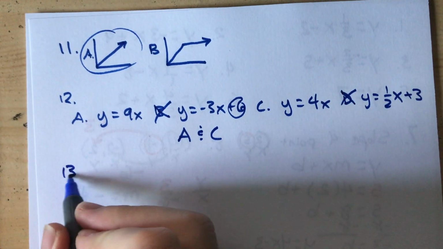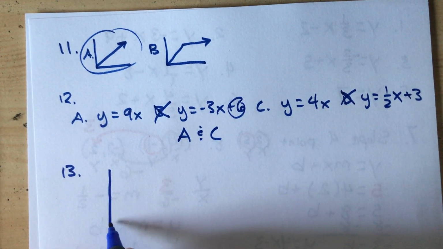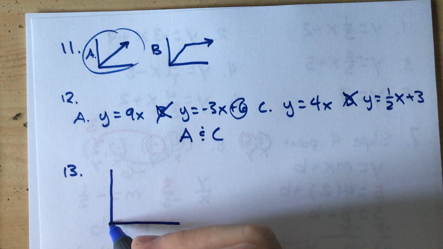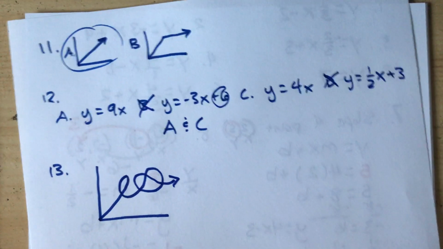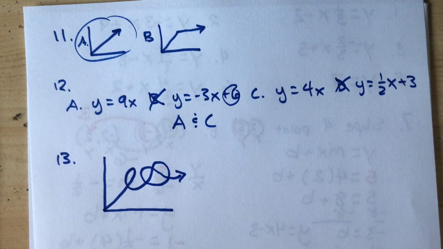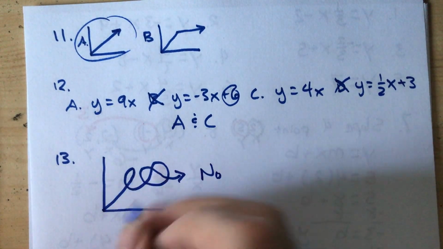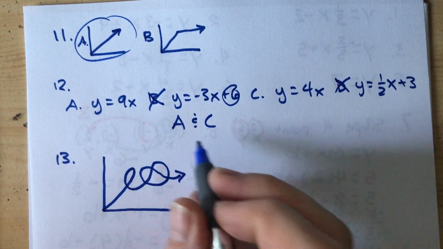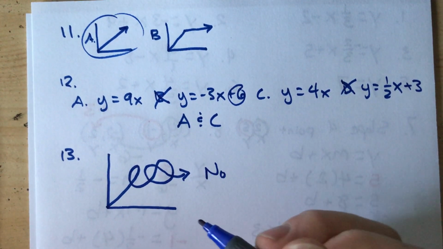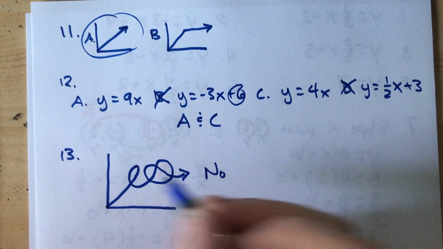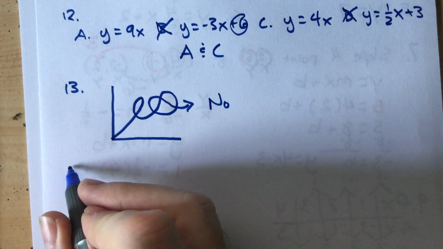Number 13. I realized in the review we never talked about functions. Oh well. I bet you can figure this one out. It says, is this a function? Is that a function? Just say no. Of course that's not a function. Now remember, a function can't overlap itself. It can curve and bend, but you can't draw a line through it then hit it more than once. So just know that that's nothing you can graph. Just say no. Just like the DARE program told you, just say no.